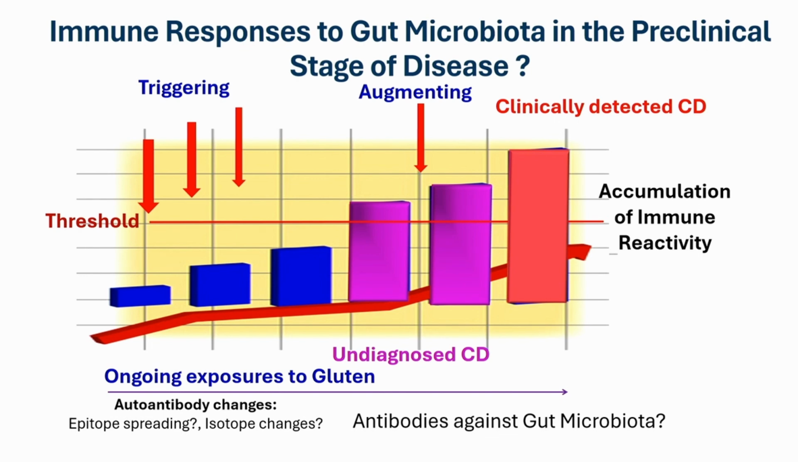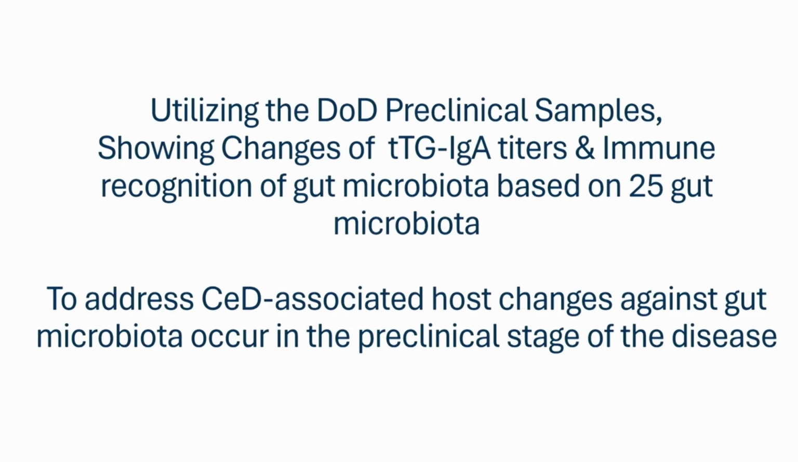And how about looking at autoantibody changes at the early or preclinical stage of disease? We're going to look at antibodies against gut microbiota using this concept. This is our aim: utilizing DOD, which depends on preclinical samples, we can show changes of TTG IgA titers and immune recognition of gut microbiota based on 25 small gut microbiota.